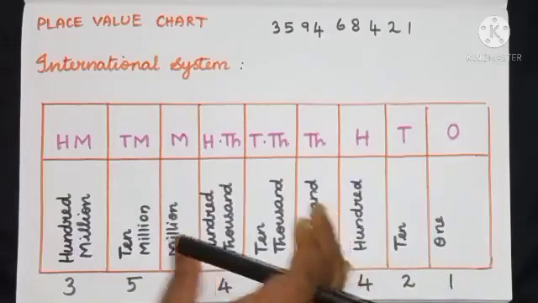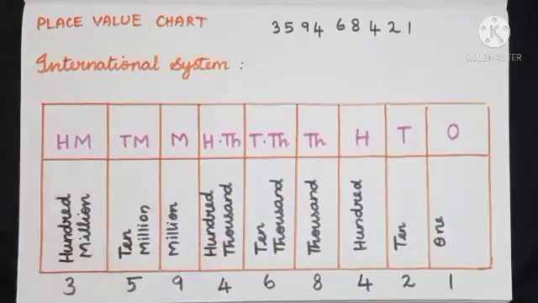For the international system, commas are used to mark hundreds, thousands, millions and billions. See, the first comma you should mark before the hundreds place, and the second comma before the 100,000s place, and the third comma. In case billion is given, you have to use the third comma before the 100 million place. After three digits you have to mark the commas.